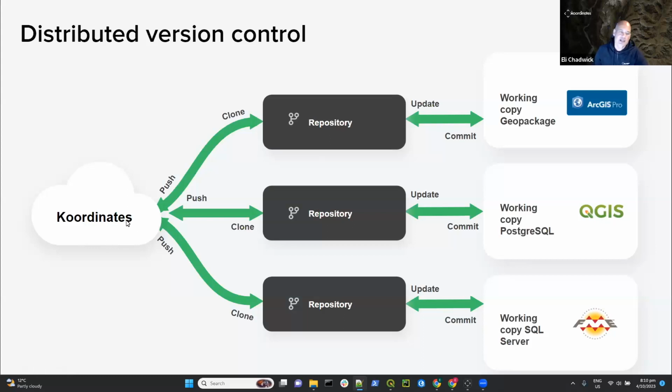Your end users can come along, find the data that they're interested in, do a clone or a get of the data that's going to pull that repository down to their local environment. And from there, they can do a bunch of updates and edits on it, roll those into a commit, and then they can push that back up to the parent repository that sits in Koordinates.